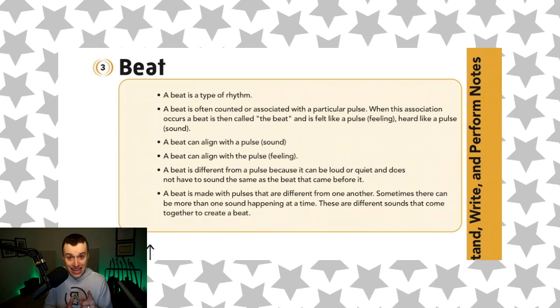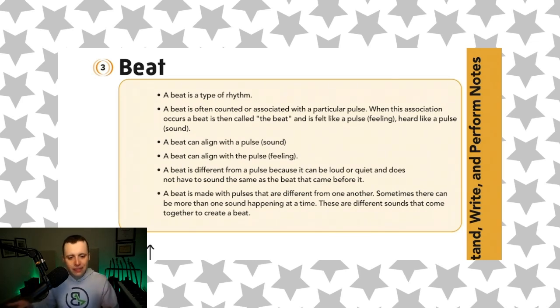But it's not going to be exactly the same every single time. That's the difference between the pulse and the beat. But a beat can still be even, just like a pulse sound. A beat, just like we talked about, can also align with the pulse feeling. So someone says, "Can you feel the beat?" What they're saying is, can you feel the pulse that I am feeling?